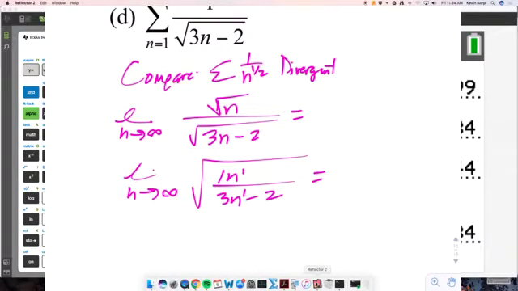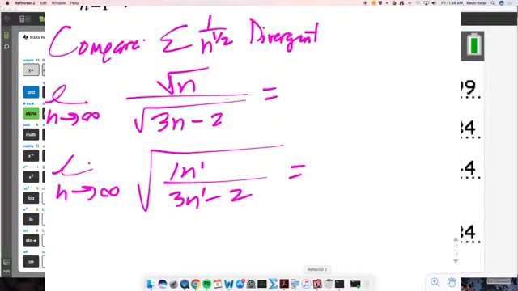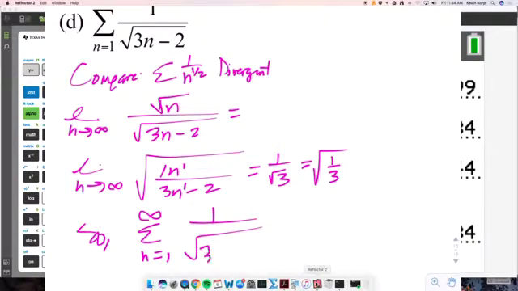So you got to be careful. If you are showing your limit work, it has to be the right number. If you ever make a careless mistake, even when you get the right result, you're going to lose points. What is the value of the limit? 1 over the square root of 3, or the square root of 1/3, whatever, which is still positive and finite, right? So they have the same behavior. So the given series diverges. And you don't even have to say as well. You can just say diverges.